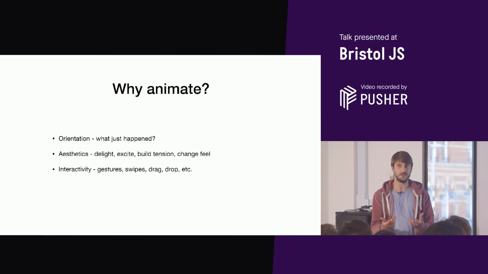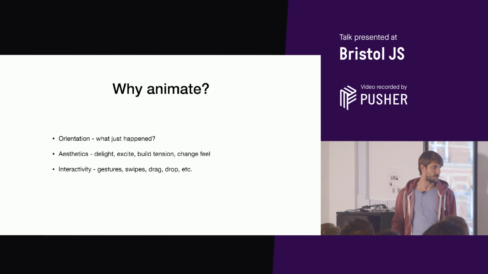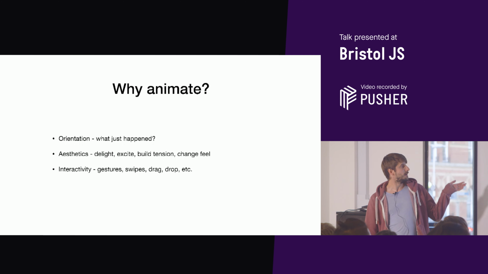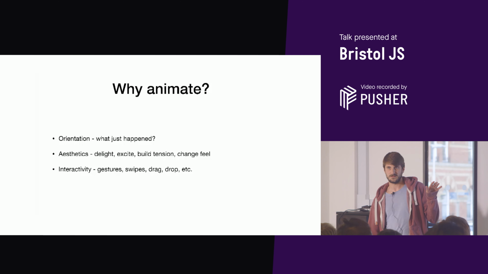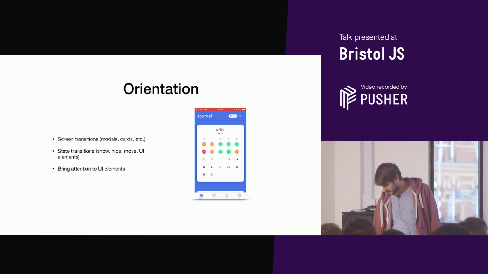Aesthetics, so you just want to give a particular feel to something. And interactivity, so gestures and swipes and drags and drops and all that kind of stuff. I'm going to cover each of these 3 and talk about some libraries that exist in React Native that can help you do each of those 3 things. First of all, we're going to cover orientation, about what just happened.